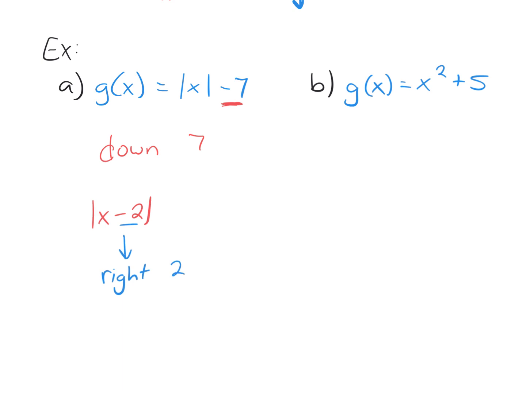Okay, talking about B, how many numbers or how many movements are there on B? There's only one number, right? One number tells me there's one movement. Now, is it with the x or without the x? Without the x, so we can think normal. What is it? Up 5. Yep. Good.